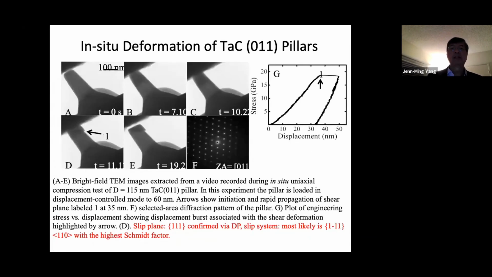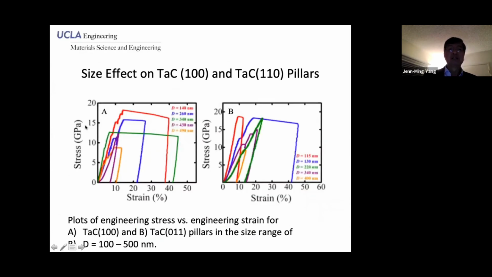And here are the tantalum carbide 011 pillars. Again, on the left is a series of in-situ TEM images and selected area electron diffraction, and on the right is the stress versus displacement curve. As you can see, there is linear elastic behavior up to 0.1, and then you can clearly see the shear plane. We also investigate the size effect on tantalum carbide 100 and tantalum carbide 111 pillars.